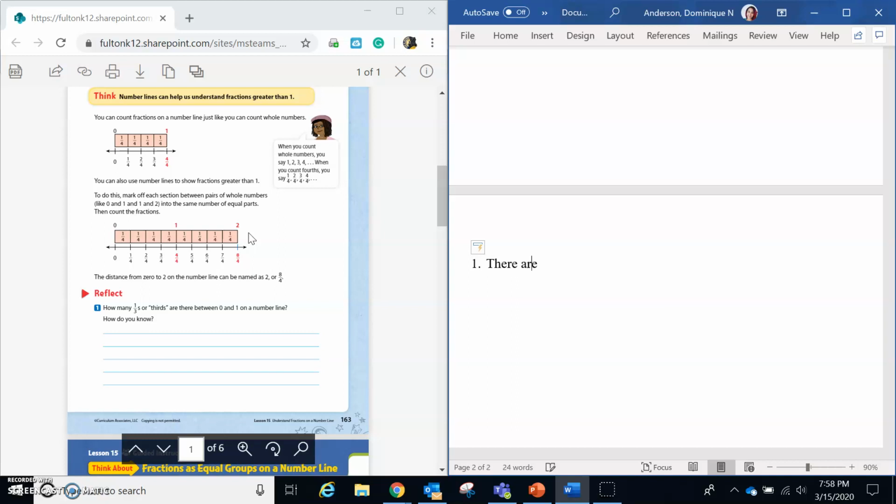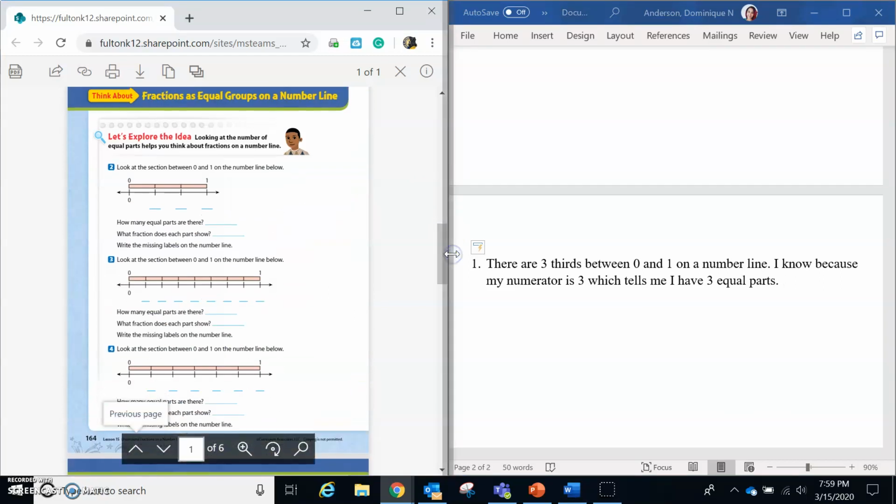So there are 3 thirds between 0 and 1 on a number line. I know because my numerator is 3, which tells me I have 3 equal parts. Good job. Pause this if you need some time to finish writing.